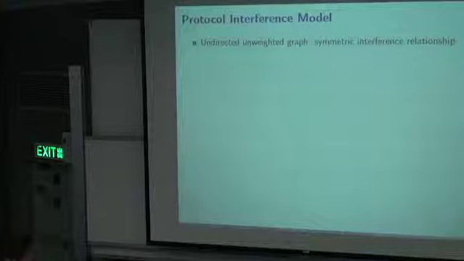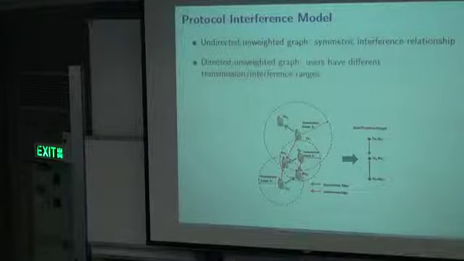In the protocol interference model, in the simplest example, with two users in the wireless network, we have a pairwise relationship. Either we interfere with each other, or we are not. So if you translate that into a graph, it will be an undirected, unweighted graph. Either we have an edge connected, or we do not.